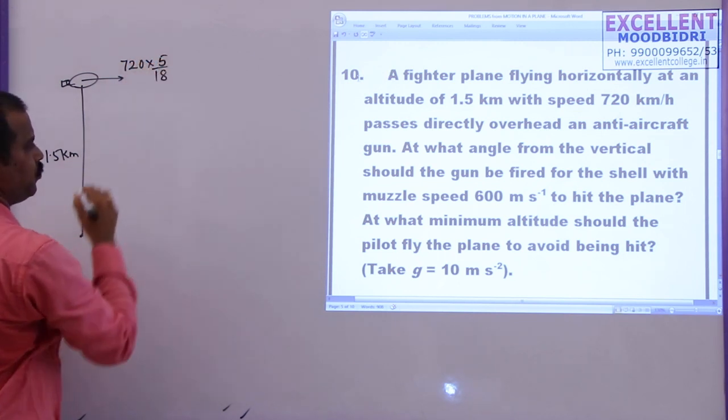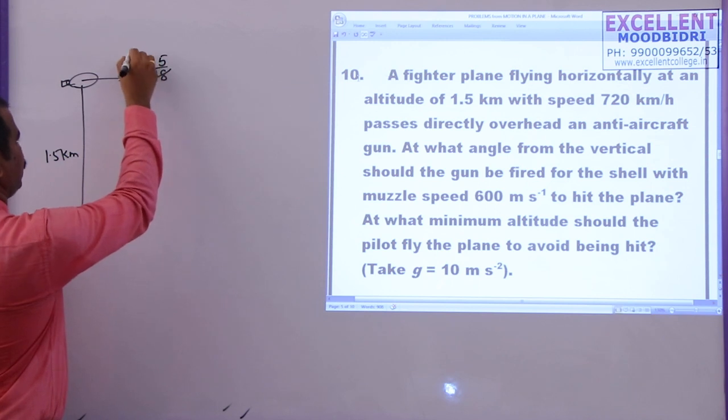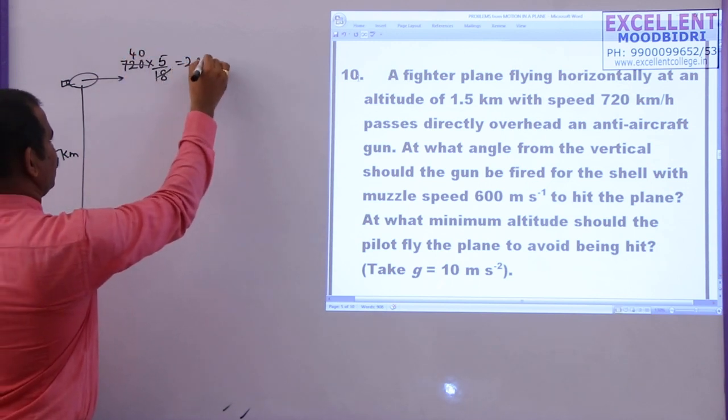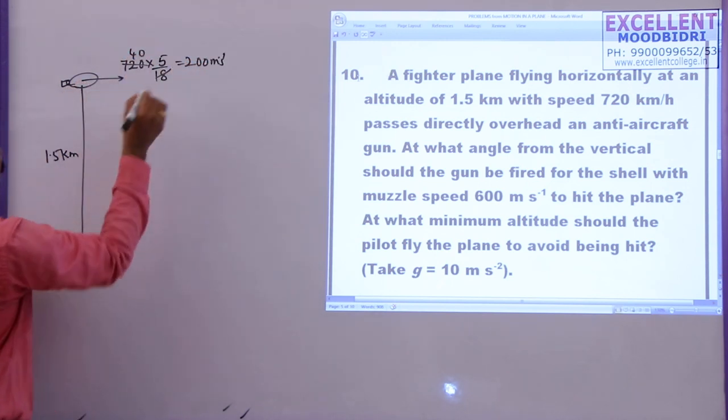So let me convert into meters. So this will be 720 times 5 by 18, so this is 200 meter per second. So one airplane is going like this.